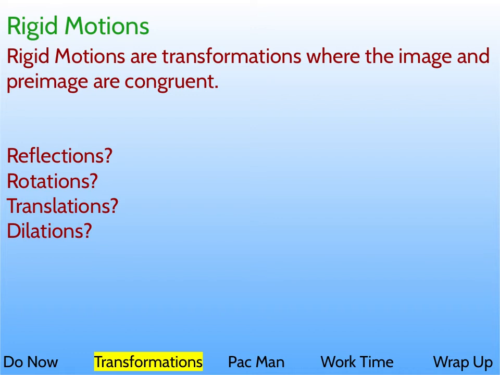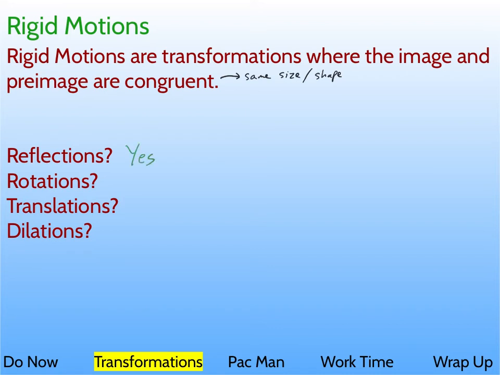So now we get to a phrase that the New York State Regents loves. It's called rigid motions. And rigid motions are any transformation where the image and the pre-image are congruent. Now remember that congruent means the same size and the same shape. So if we look at these and we try to figure out which ones of these are the same size, same shape. So reflections, those aren't going to change any size. So yes, that is a rigid motion, 100%.